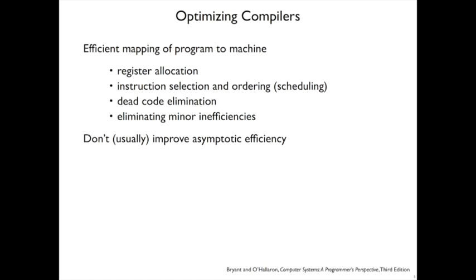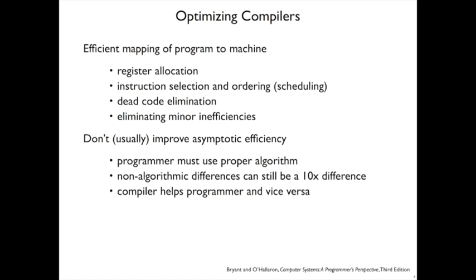An optimizing compiler doesn't usually change the asymptotic complexity of a program. So if you have a quadratic time algorithm, it's generally going to stay a quadratic time algorithm after it goes through a compiler. So that means that as a programmer, it's still your job to use a proper algorithm. Still, the differences that a compiler makes can be up to a factor of 10 in many cases.